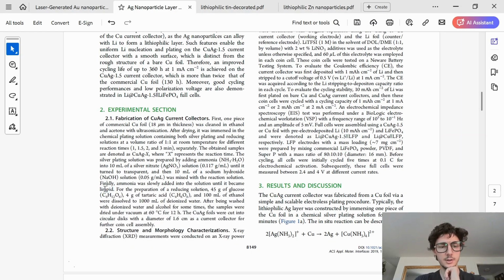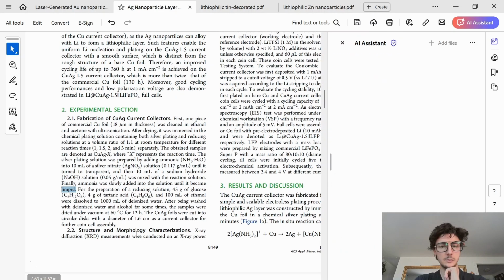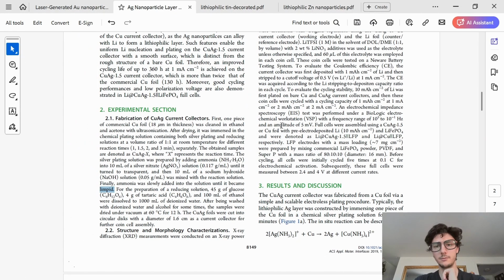Not sure what this word means. Can we define this? Oh my god. We're not going to define limpid right now.